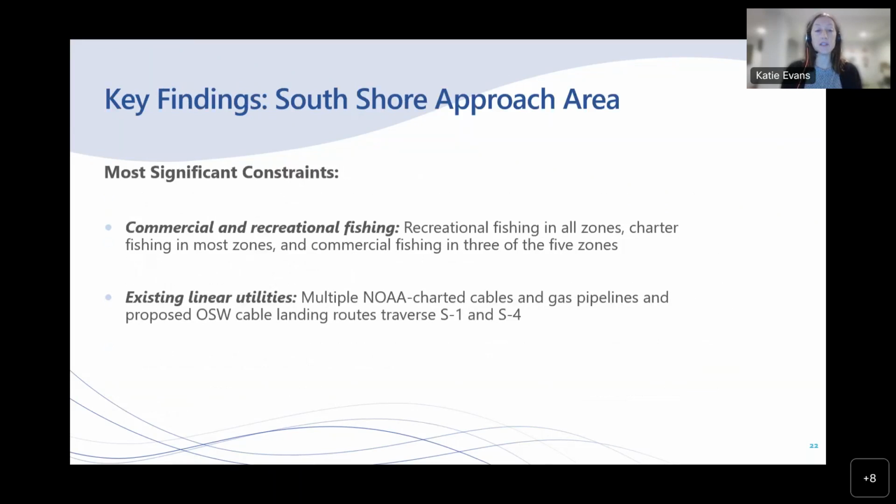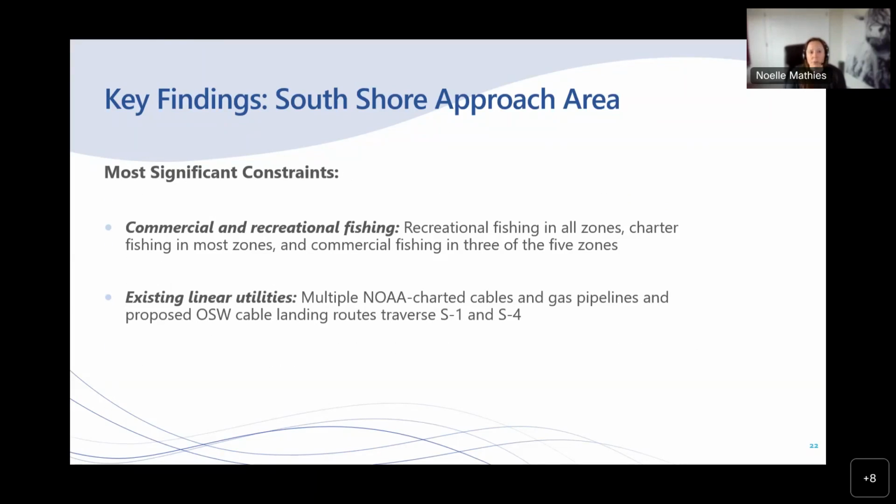This is where I'll pass it off to Noelle Mathias. Thanks, Katie. Good afternoon. I am Noelle Mathias, a marine biologist specializing in threatened and endangered species. In the next few slides, we're going to discuss the key findings of each undersea approach area, beginning with the South Shore, then Long Island Sound, and wrapping up with the New York Harbor.